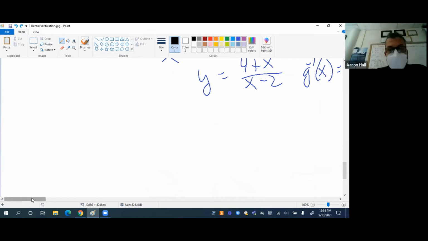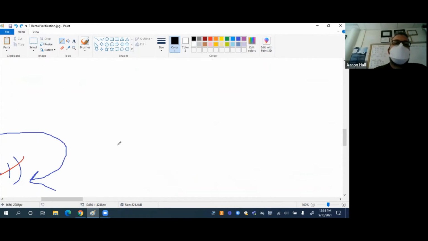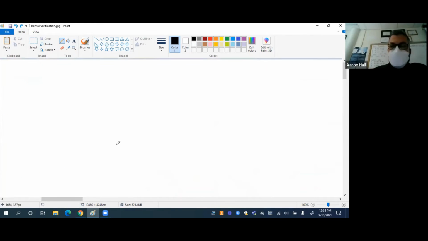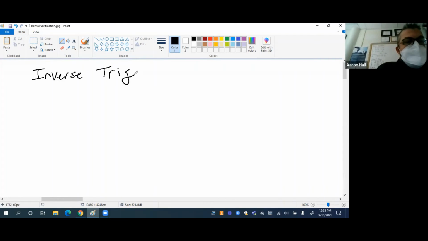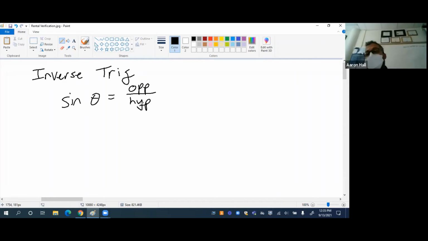All right, so we're doing inverse trig. So I have sine of theta equals the opposite over the hypotenuse. So remember that this sine is just a definition.